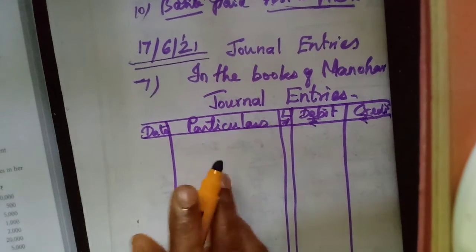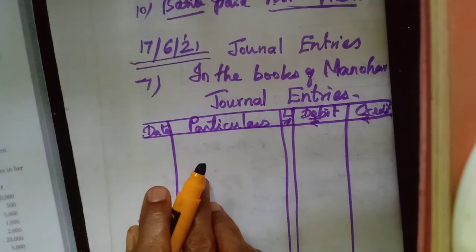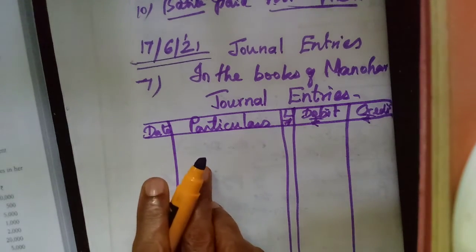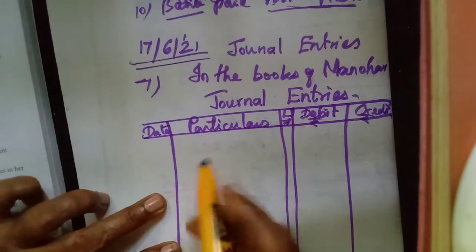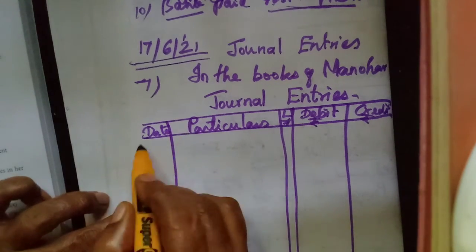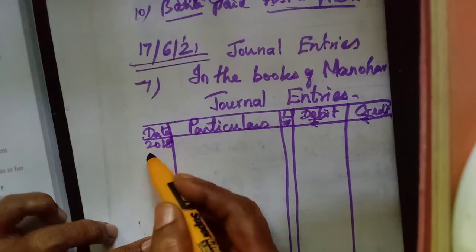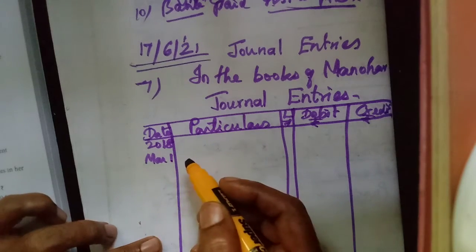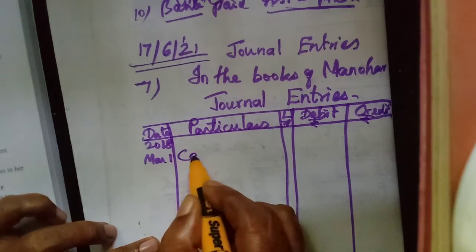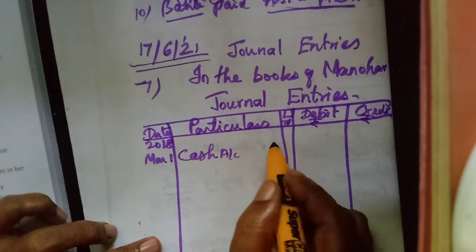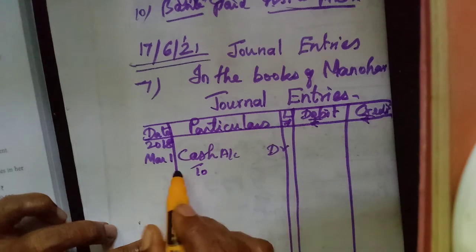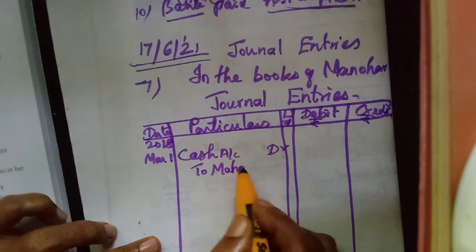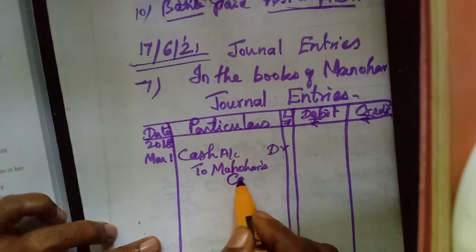Then the first one, Manohar started business with cash. Two accounts involved. One is cash, the other is Manohar's capital. So cash, first we will write the date, isn't it? First the year, 2018. Then March 1. Okay, so entry: cash account debtor to Manohar's capital account. For the 'to' we have to leave a little space.